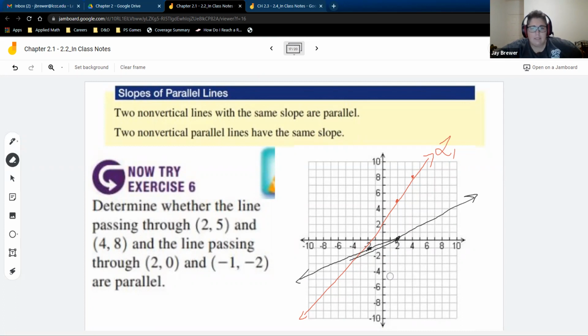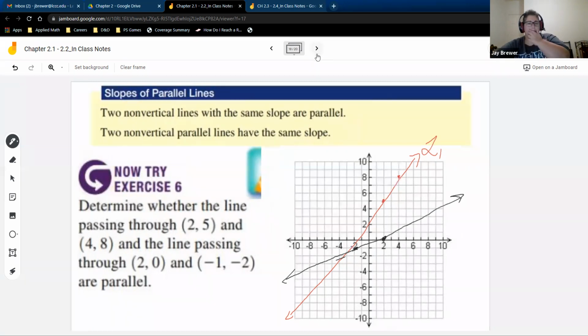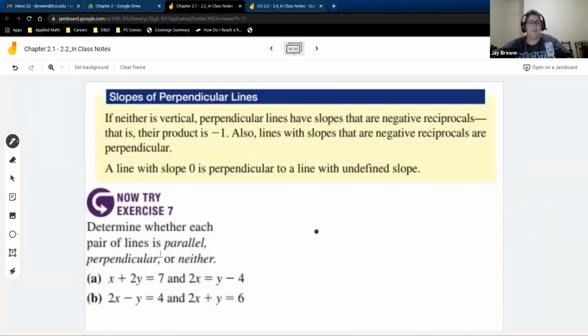Okay. You guys can see that those are intersecting lines. They are not parallel. Okay. So for this situation, you're looking at two examples. Either of them could be parallel, perpendicular, or neither. Okay, let me get that out of the way.